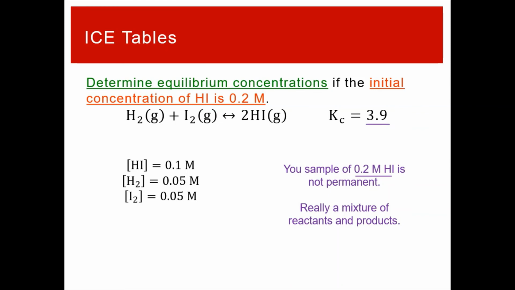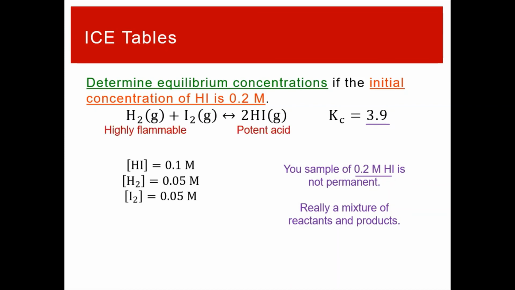So really, if you have a container of HI, it's really a mix of all 3 of these things. It's really only 0.1 molar HI and then the 0.05 molar of the hydrogen and the pure iodine, right? You have this mixture in that container. And that's really relevant, one, in terms of the chemistry, what you think you have is HI, and also in terms of the properties.